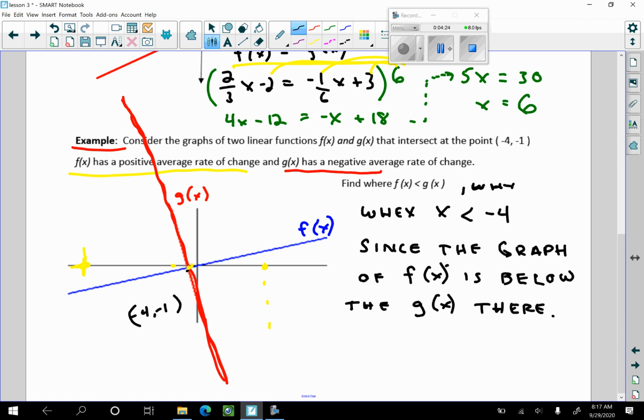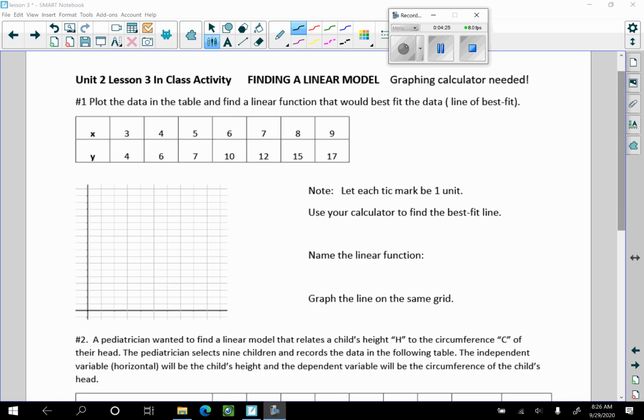Okay, so now let's do the Unit 2, Lesson 3 in-class activity. What we're going to do is plot the data in the table and find a linear function that would best fit the data. There is a way to find this best fit with your graphing calculator, but we can also find the best fit line ourselves, and that's what we're going to demonstrate in this particular example.